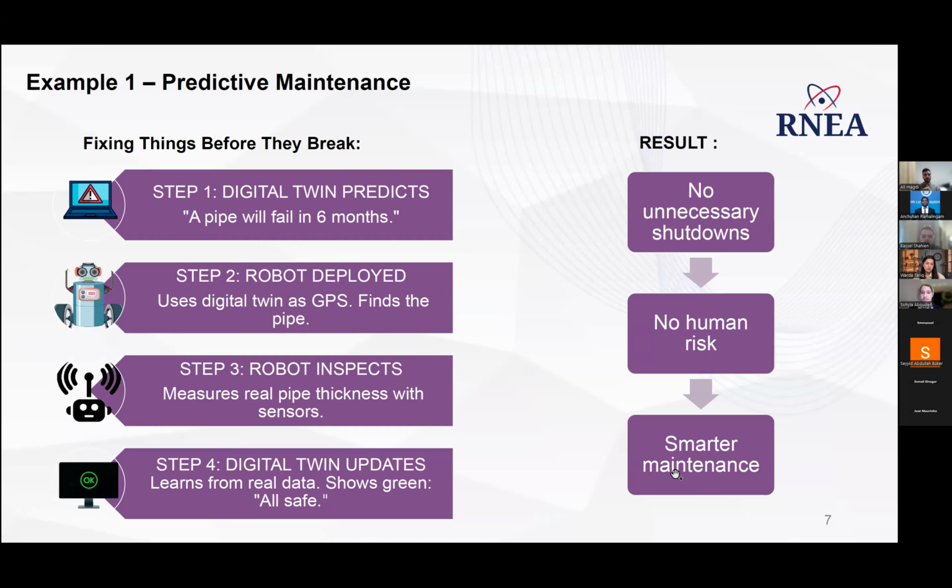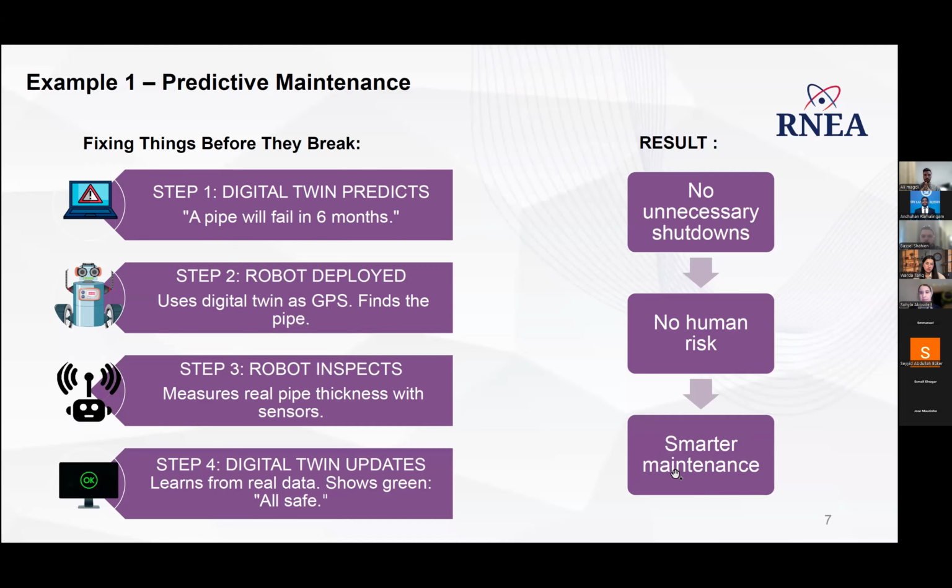But with our approach, we send a robot. This robot uses the digital twin as a map. It knows exactly where to go. It climbs through the plant, finds the pipe, and uses the sensors to measure how thick the pipe wall really is. So the robot sends this real data back to the digital twin.